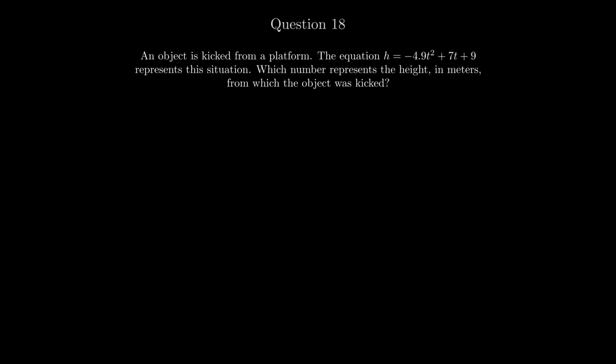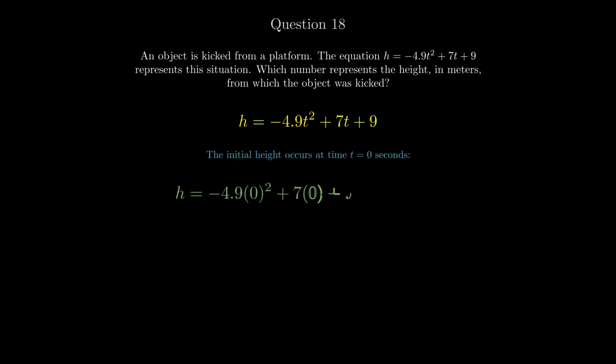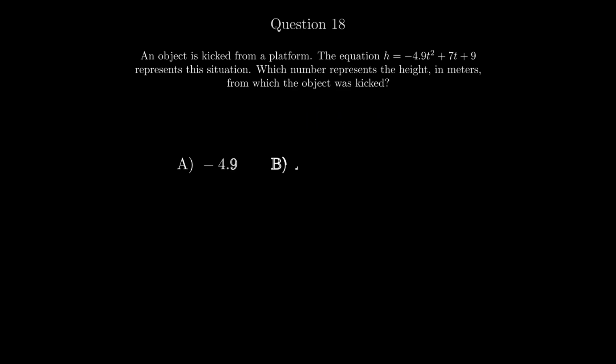The initial height always occurs at the very beginning, which means at time t equals 0 seconds. If we substitute t equals 0 into our equation, both t squared and t terms become 0, leaving us with just the constant term, which is 9. Therefore, the initial height is 9 meters and the correct option is D.